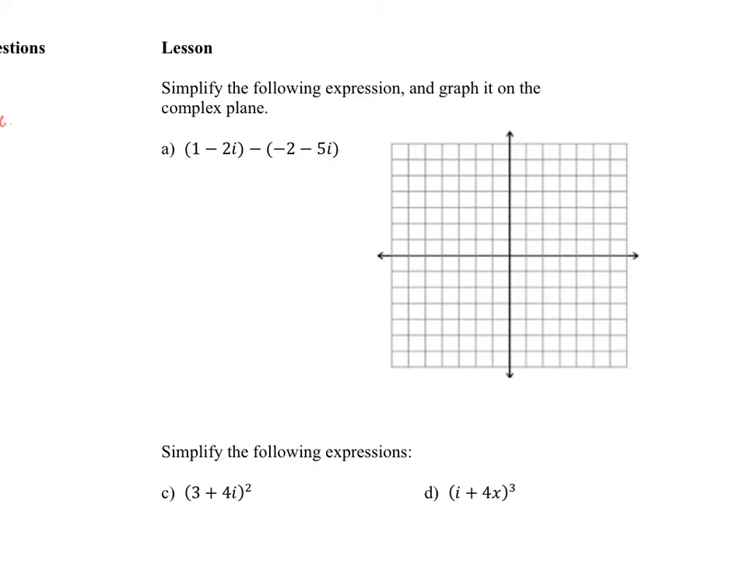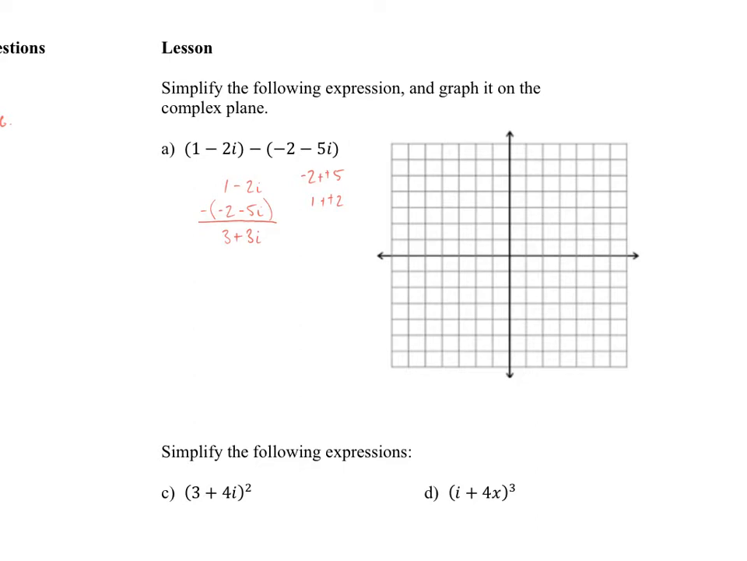Just like if these were two real binomials, I would stack them. 1 minus 2i minus negative 2 minus 5i. Be careful with your subtraction, right? So if I do negative 2 minus negative 5, I can do keep, change, and that gives me 3i. And then if I do 1 minus negative 2, again, I can do keep, change, and I get 3. So 3 plus 3i is my solution.